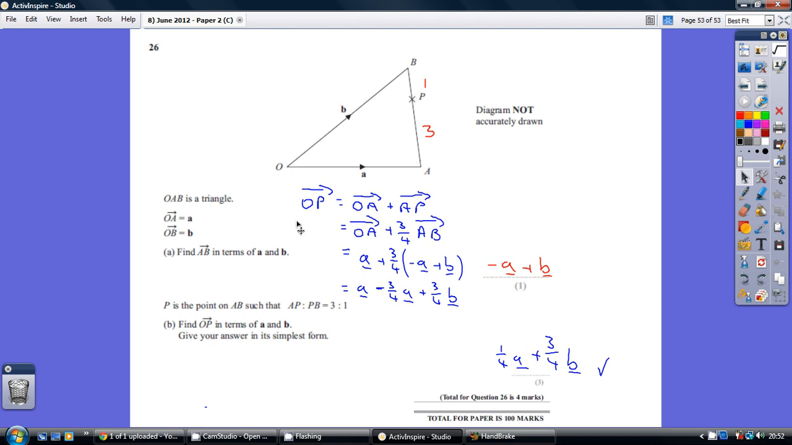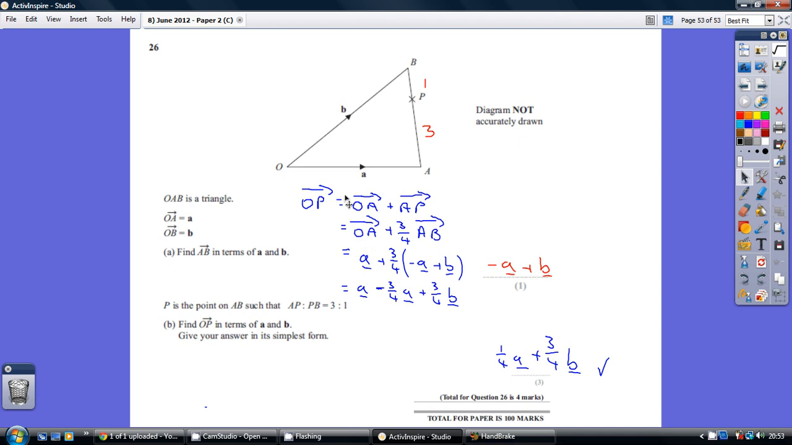Now the next thing to take on board is this bit of information. We're told that AP to PB is 3 to 1. So basically imagine that length there being 3 miles and this length being 1 mile. Now AP is 3/4, therefore 3 bits out of 4 of the journey AB. Now by doing this I'm now able to convert over to the alternative terminology of dealing in little a's and little b's, which is what we're required to do.